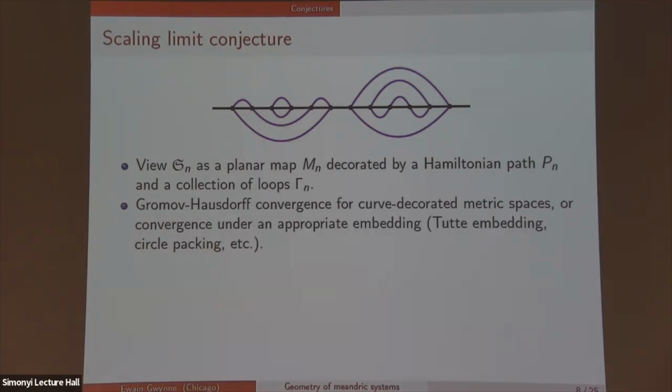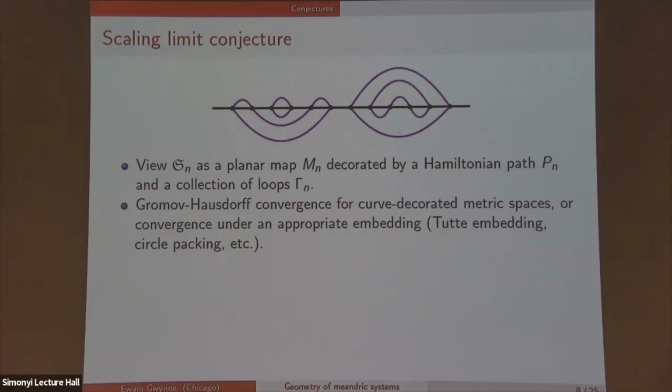Okay, so with that said, we can then ask what should the limiting object of this uniform meandric system be? Well, the meandric system is represented by a planar map, which is decorated by a path which hits every vertex, and also a collection of loops. So the limiting object should be represented by some kind of random metric space, or some kind of random surface maybe, which will describe the limit of the geometry of the underlying planar map. And then this random metric space should be decorated by a space-filling path which hits every point of the metric space, because this Hamiltonian path here hits every vertex of the meandric system.